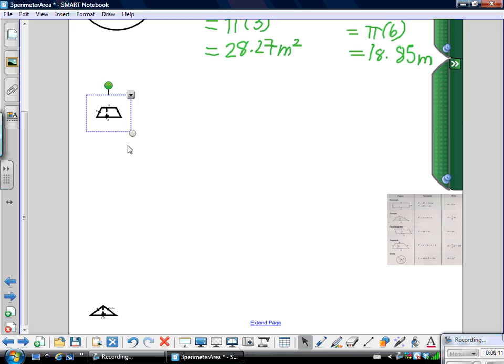All right, next shape. All right, our next shape is this one.